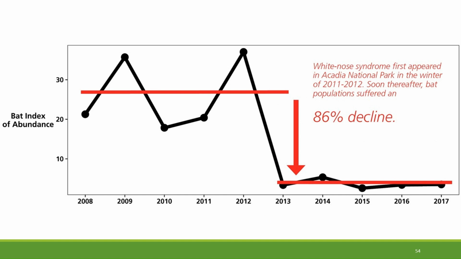And this graph here shows data collected by the US National Park Service in Acadia National Park off the coast of Maine. And it shows how white nose syndrome arrived in the park in 2011, 2012, and then bat populations dropped by 86% after that. And they have remained at these dangerously low levels.